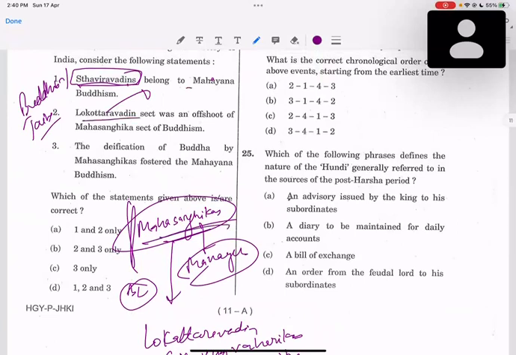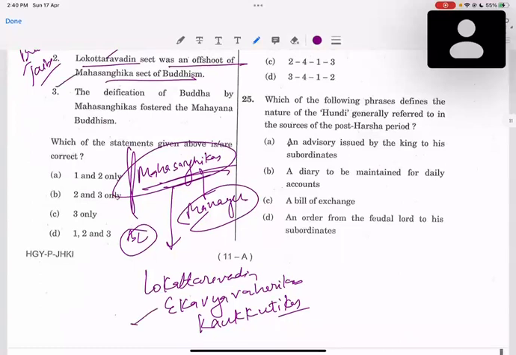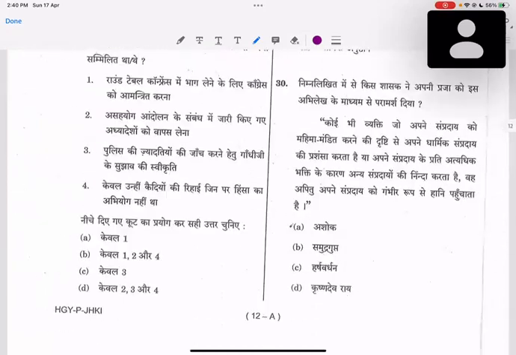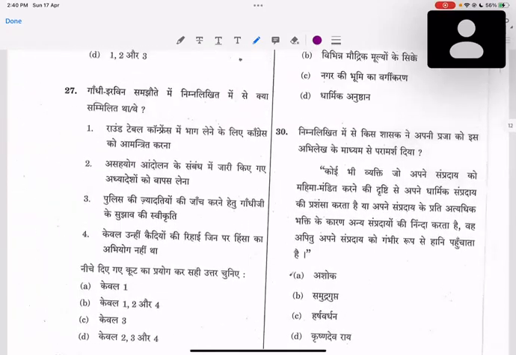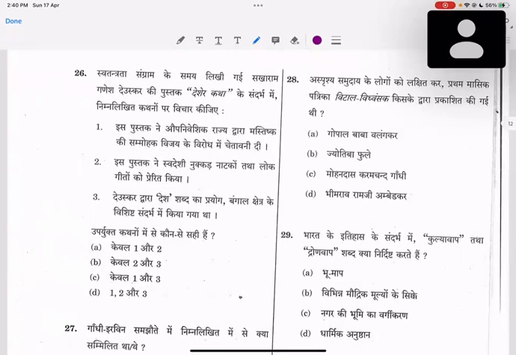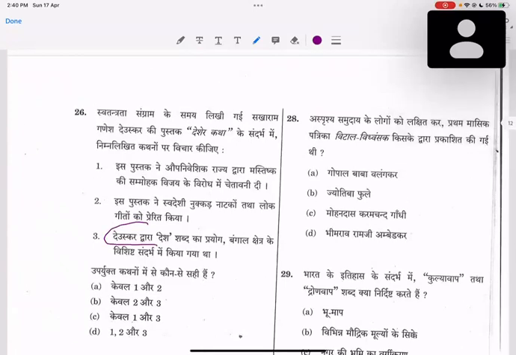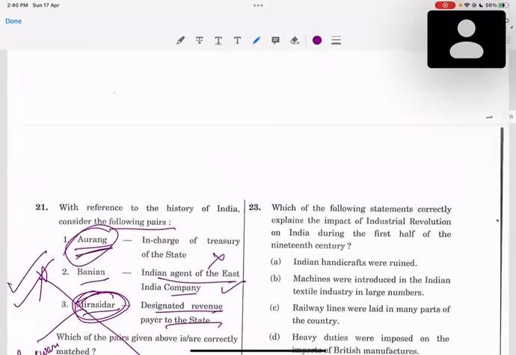Then the Lokataravadin sect was an offshoot of the Mahasangikas. Yes, it's an offshoot. So the second option is correct. Then deification of Buddha by Mahasangikas fostered Mahayana Buddhism. Yes, because of deification. Now see, this is a new keyword. Some of you might be able to interpret it, some of you might not. In such cases, what can you use? You can use the Hindi translation.